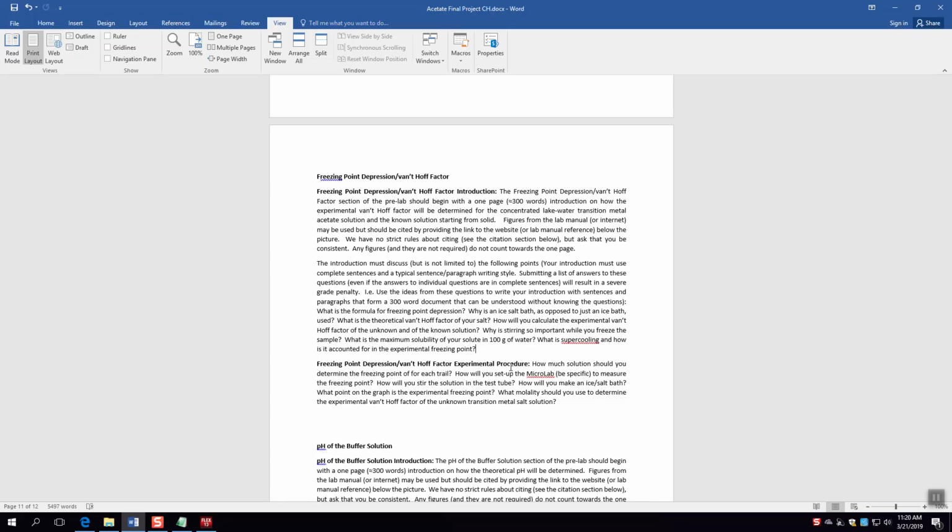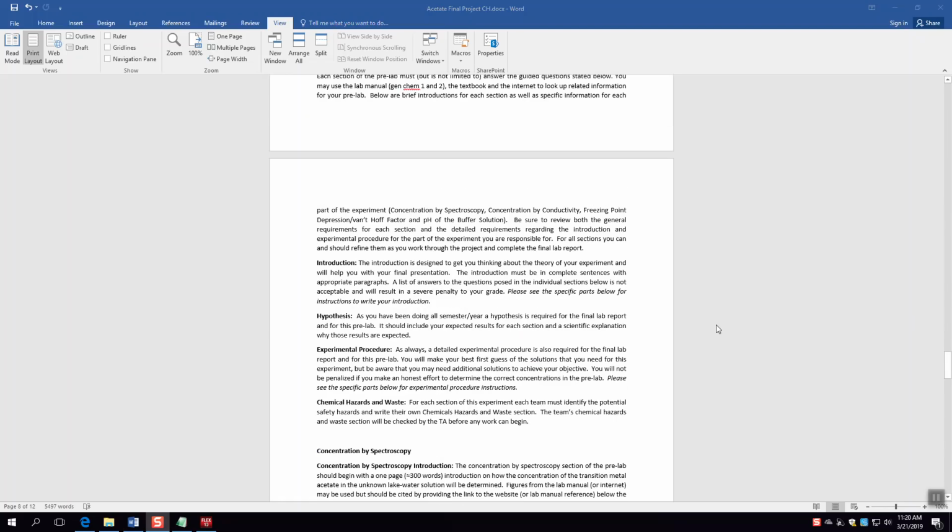What is the maximum solubility of your solute in 100 grams of water? You may be able to look those up on Wikipedia, although I just checked and one of them was not available. So if you can't find that, just leave it out. You need to consider supercooling and how it will be accounted for in the freezing point depression. And it doesn't say this here, but freezing point depression is a colligative property. You could talk about what a colligative property is and how colligative properties and Van Hoff factor relate to one another. So that is basically the introduction.